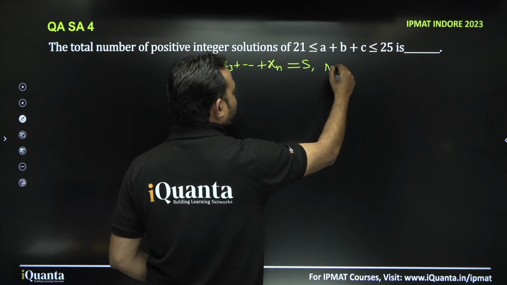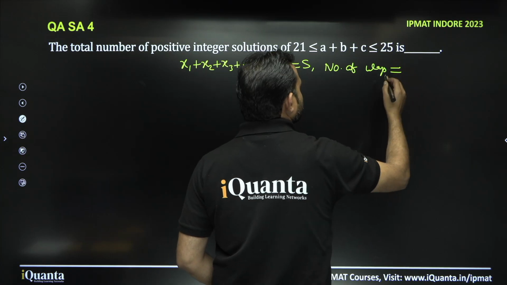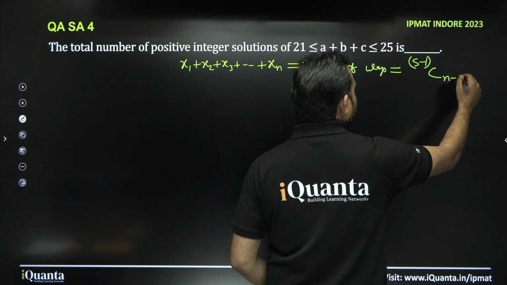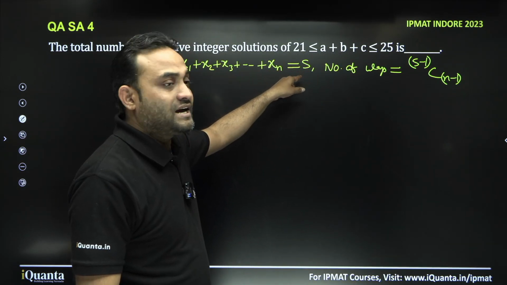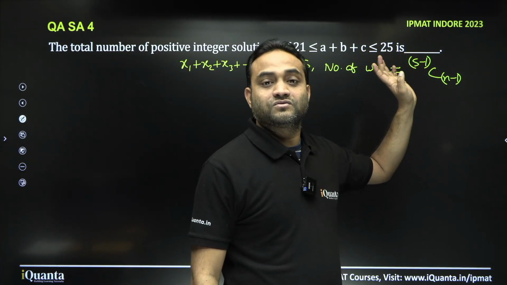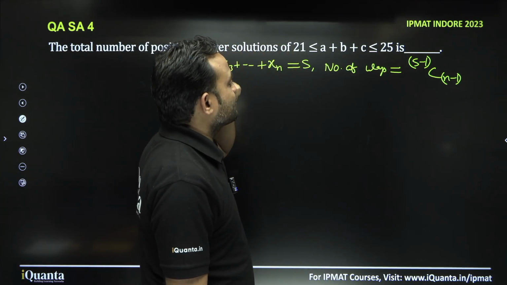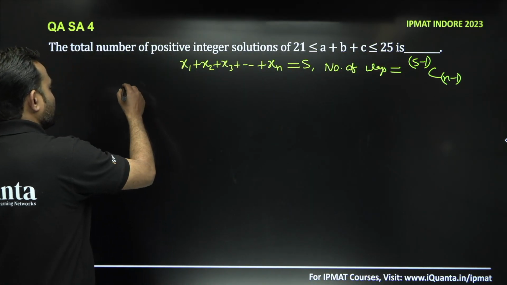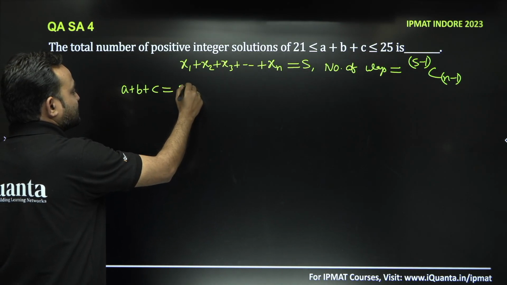so number of ways this can be written, it will be s minus 1 c n minus 1, like this. There are n positive integers जिनका sum s है. So number of ways this can be done, s minus 1 c n minus 1. ठीक है. तो अब यहाँ पे क्या है कि a plus b plus c should be greater than equal to 21 and less than equal to 25. So what are the possibilities? We can say that a plus b plus c is equal to at least 21.